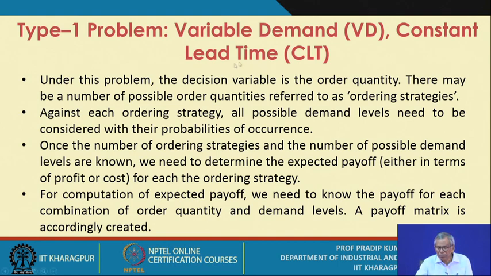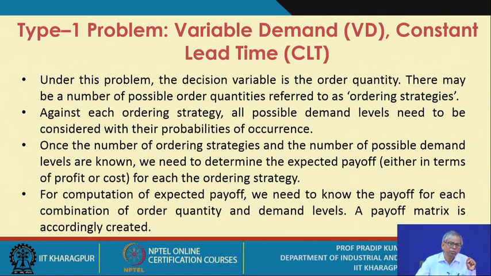Now, suppose you have 10 possible demand levels. Obviously, you must have 10 possible ordering strategies. Is it okay? So the order quantity could be 1, 2, 3, 4, up to 10. Against each ordering strategy, all possible demand levels need to be considered with their probabilities of occurrence. Is it okay? So suppose there are 10 levels of the demand, and suppose one possible order quantity is 1.